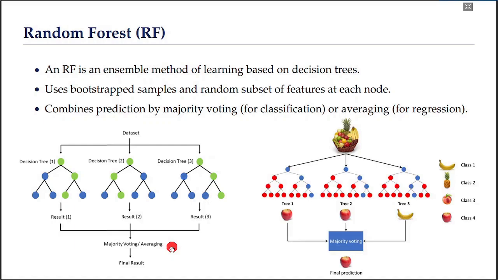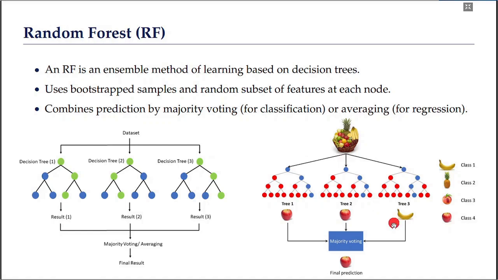So for example, suppose we have a fruit classification problem, and a random forest algorithm based on 3 decision trees. The first decision tree could predict an apple, the second decision tree could predict, again, an apple, and the third decision tree could predict a banana.